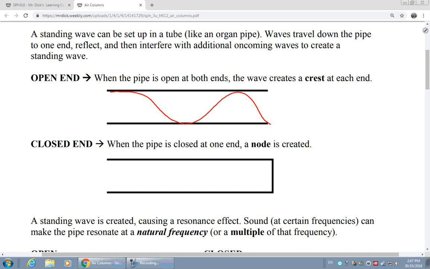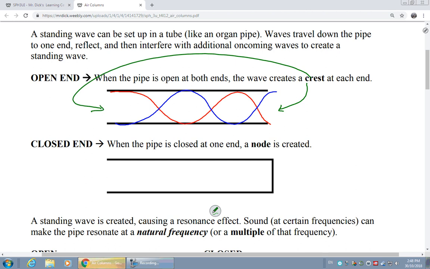And now I'll draw, in another color, the alternating waveform. And so you can see that we do have a crest at each end. That's what we get in the open-ended case. In the closed end, it's a little bit different, because at the end, for example, this end on the right that's closed off, the air particles can't freely move. And so because it's closed off, it actually forces there to be a node at that closed end.